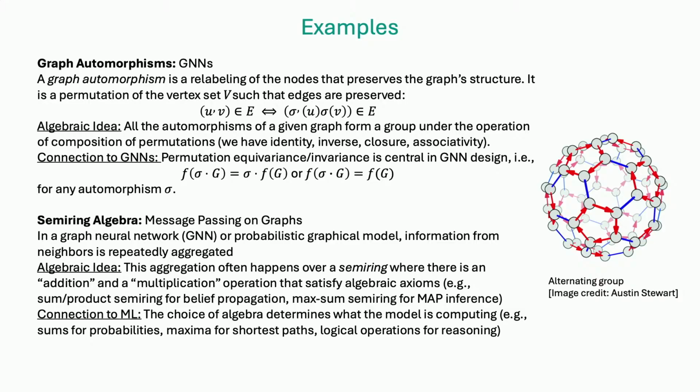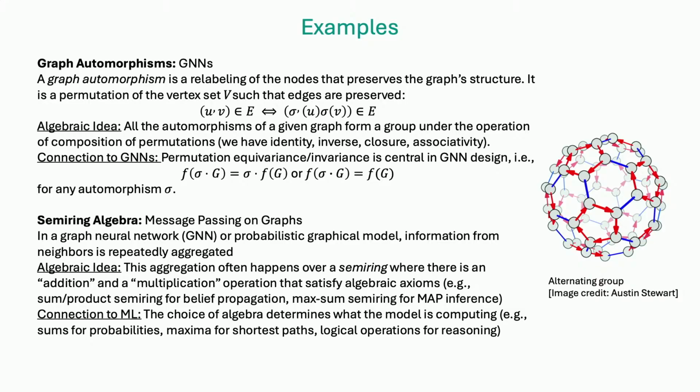The idea here is that you have a group because you have the identity, since doing nothing is an automorphism itself. You also have an inverse, because reversing a relabeling gets you back to where you started from. You need closure: composing two automorphisms gets you another automorphism. And associativity, since function composition is associative. So the set of automorphisms is called the automorphism group of the graph.